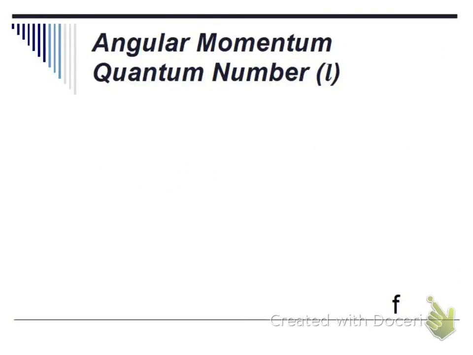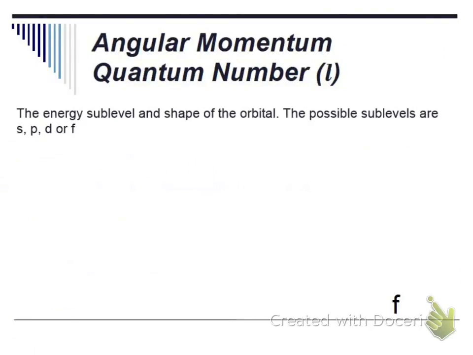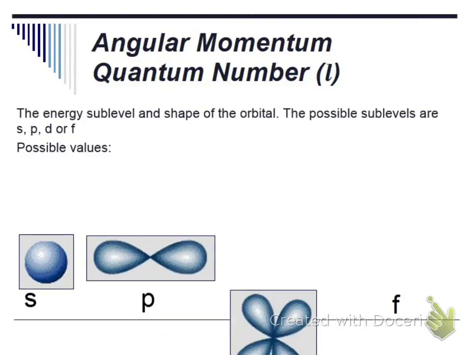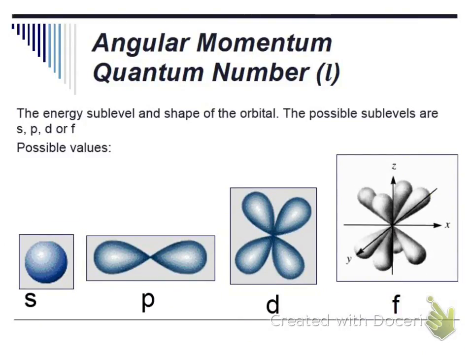The angular quantum number is telling me what sublevel and the shape of the orbital. The possible sublevels are S, P, D, and F. In an energy level, that is the order that they fill. If you need help remembering the order, I have a very fun little saying for you. And it is, science is pretty darn fun. I came up with that myself. Thank you very much.